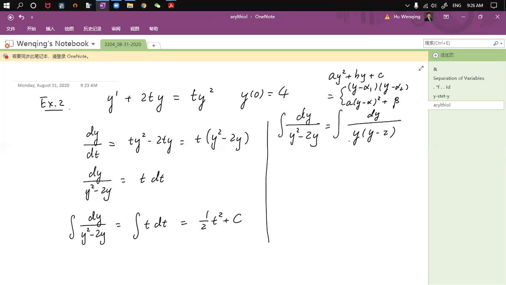Now, how do we integrate this antiderivative? Anybody have an idea? I want to hear from you. How should we integrate dy over y multiplied by y minus 2? Anyone have an idea?